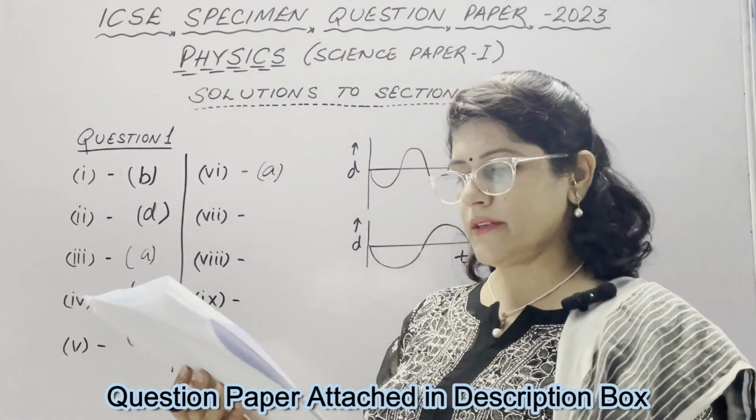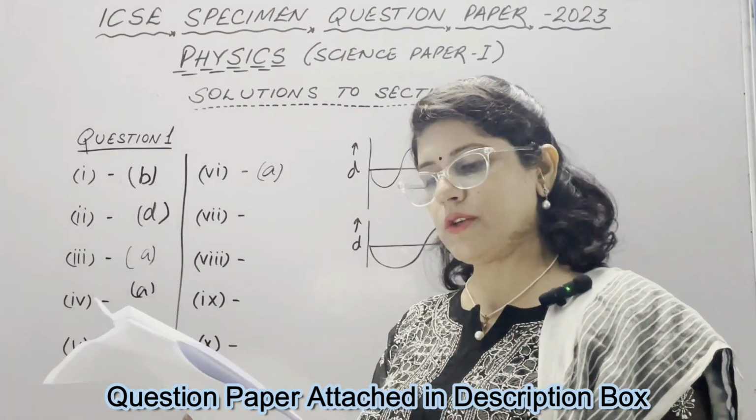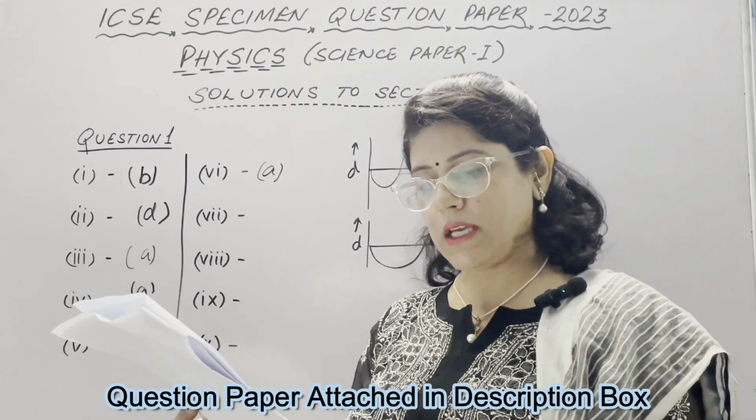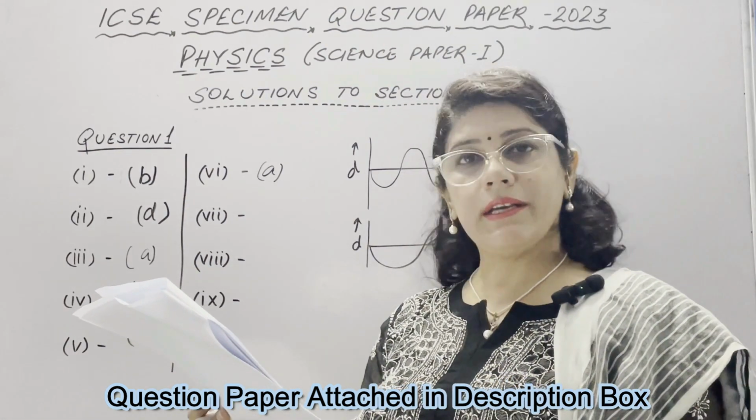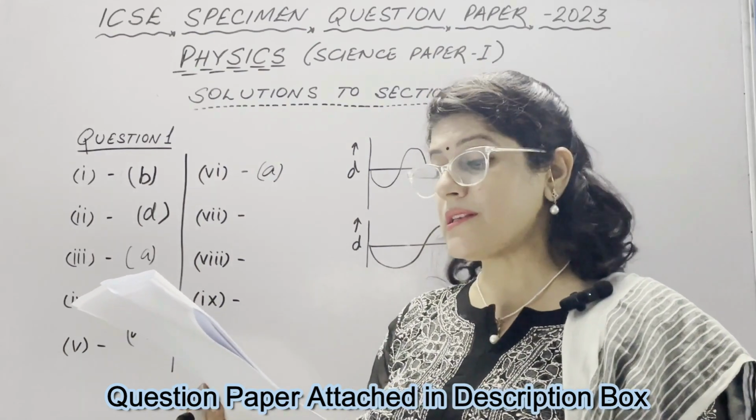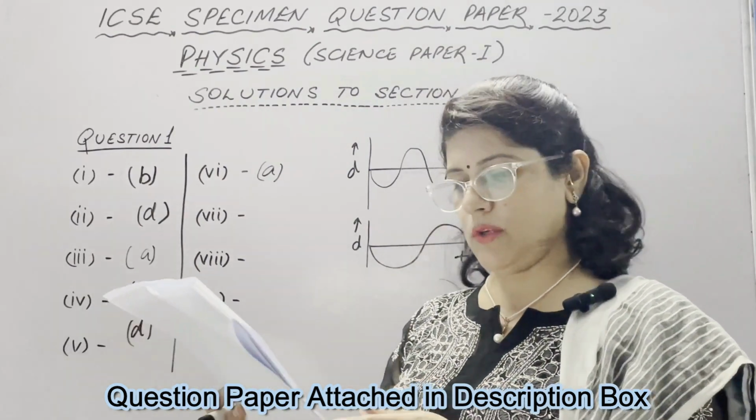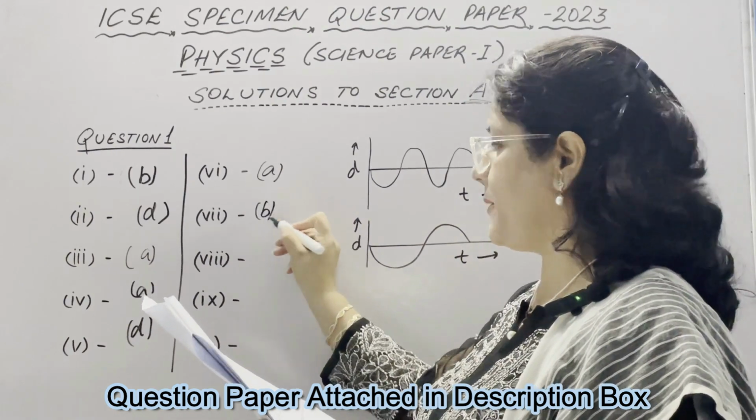So, our answer is A. Now, seventh part: the characteristic of sound which enables us to differentiate between two sounds of different intensity is... As we all know, intensity is a measurable quantity. It means it is objective in nature, and amplitude is also. So the correct option is B.